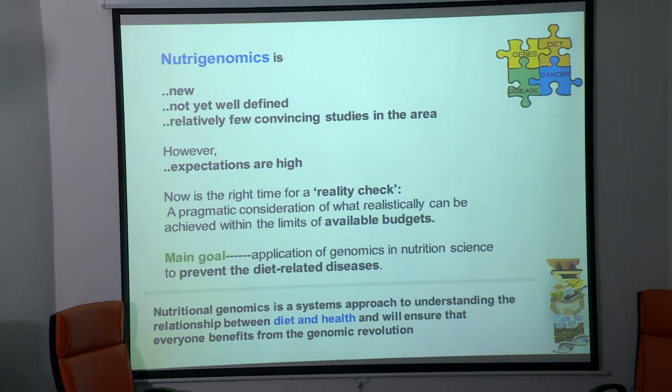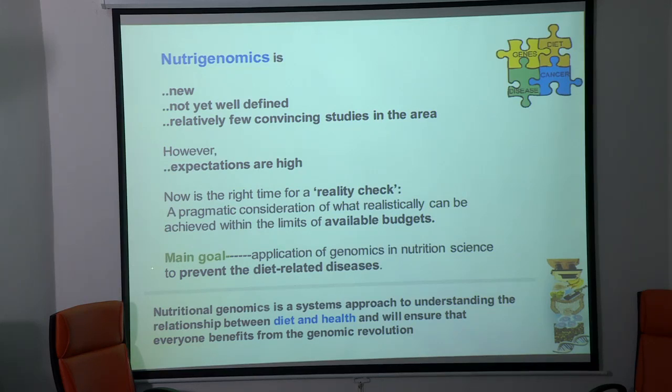So nutrigenomics, although new and not very well defined because very little convincing experimental data has been released, has very high expectations from this potential science because it is directly related to human health. We need good data to support our studies here. Now it's the right time to start immediately with what we can do in the available budgets, because unless we start with the first kind of approach, we will not reach the second, which is the major one, in which the markers will be designed. The application of genomics in nutritional science to prevent diet-related diseases is the main goal.